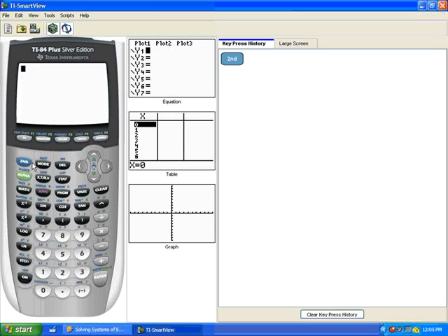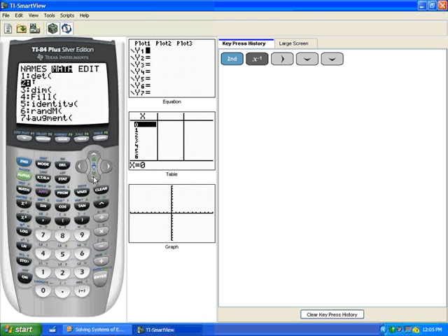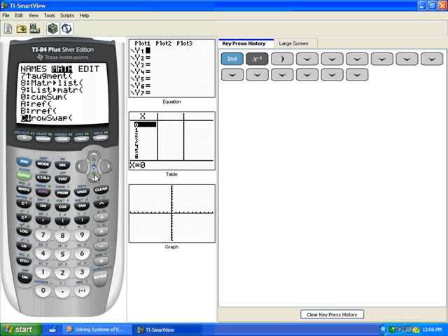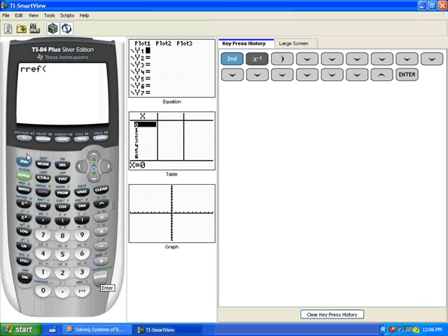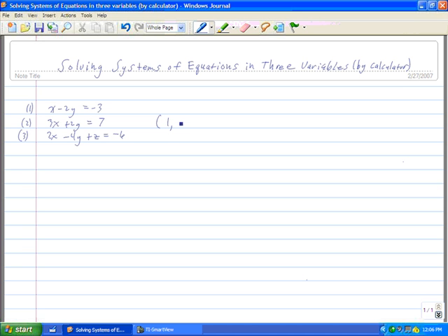And again, here are the steps. Second function, matrix, go over to math, go down until you find the reduced row echelon form command, then hit enter, then hit second, matrix, and under names you put in matrix A. And this time when you hit enter, again notice it gives you the diagonal, and a 1, a 2, and a 0. So that means my solution set is 1 for x, 2 for y, and 0 for z.